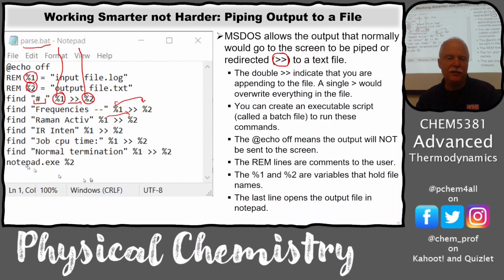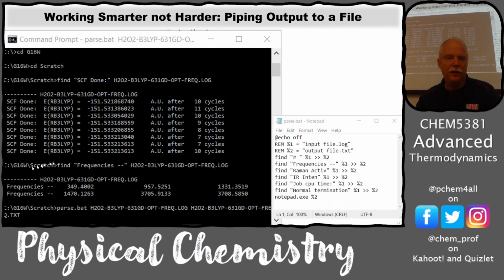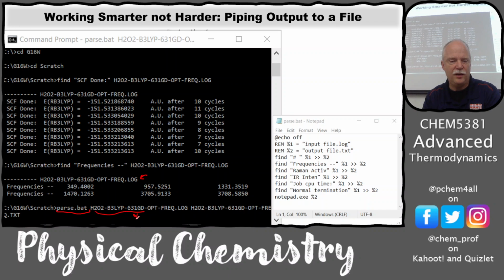Okay, and then this last line opens Notepad, opens file number 2 in the Notepad. So you see when I run this find frequencies on this, it gives me the file that this information came from. So here's how we would use the parse thing. We run parse.bat, and this is % number 1, file name number 1, this is % number 2. And then this is what we get when it comes out.